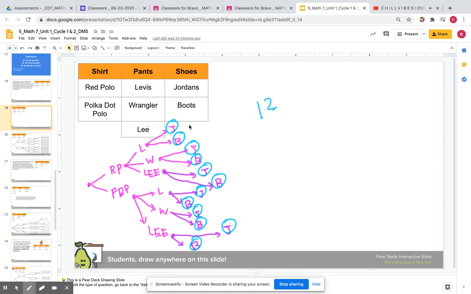Now there is a shortcut to finding the combinations, but I will save that for next time we meet. So once again, the total amount of combinations that you can create from two shirts and three pants, sorry, and two shoes is equal to 12.